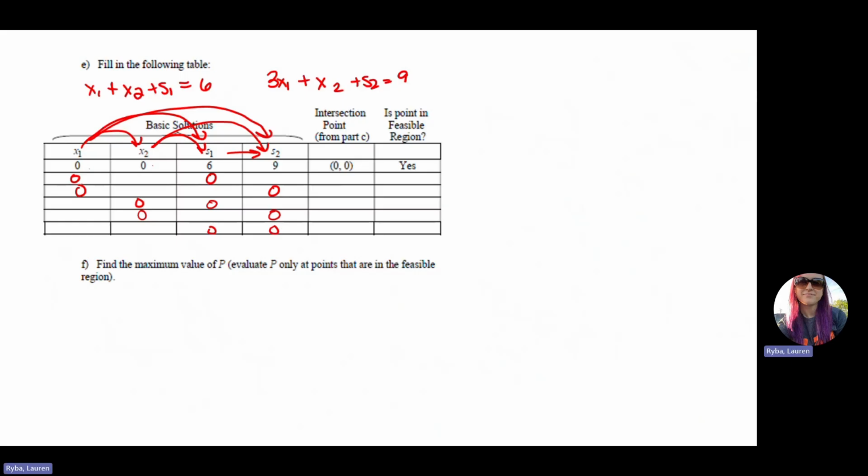All right, the first one was already solved, really straightforward. You plug in 0 and 0, slack 6, slack 9. For the second one, we have X1 is 0, S1 is 0. I'm going to start with the first equation: 0 plus X2 plus 0 equals 6, which makes X2 equal to 6. Then I go to the second equation. X1 is 0, so 0 plus 6 plus S2 equals 9. Slack 2 is 3. So that is going to be a good solution.